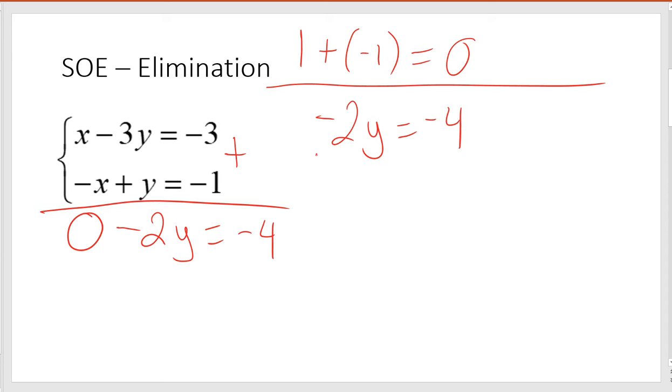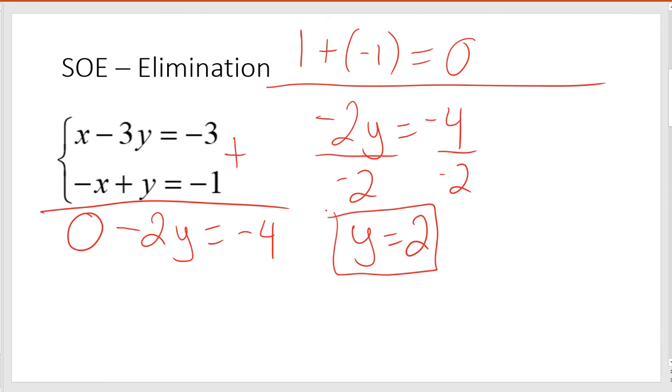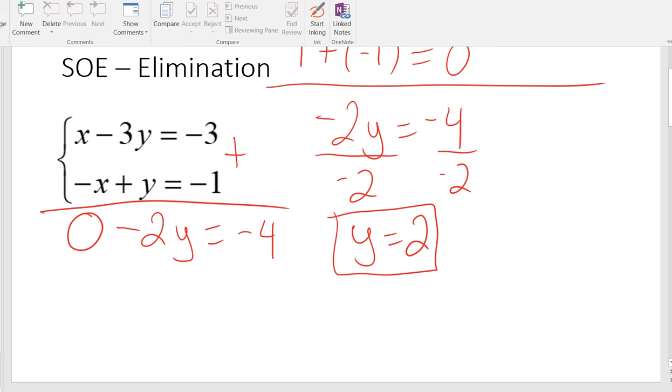To solve for y, I'll divide both sides by negative 2. And I get y equals positive 2. A negative divided by a negative is a positive. So y equals 2. Now think about how we can find x. What can we do to find x?